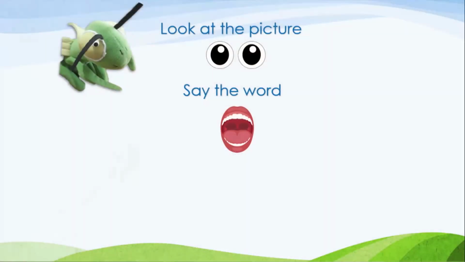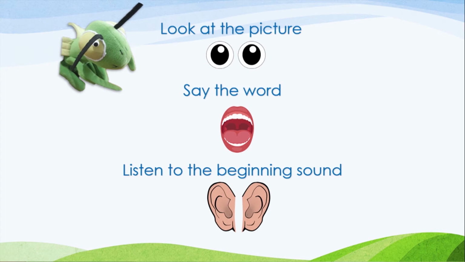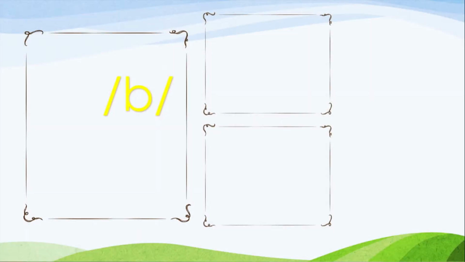First, we look at the picture. Then we say the word. And finally, we listen to the beginning sound. Okay, Charlie? Boys and girls, you are doing this at home also. We are listening for the b sound. Which sound? The b sound. And we want to identify it at the beginning of the CVC word.